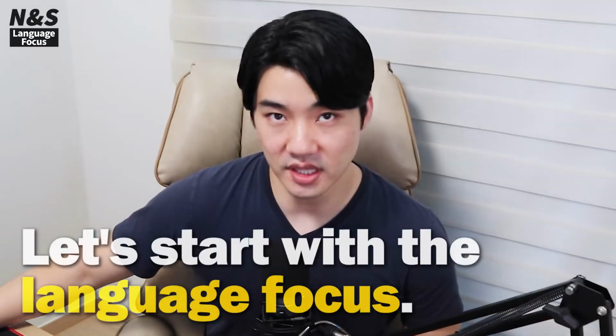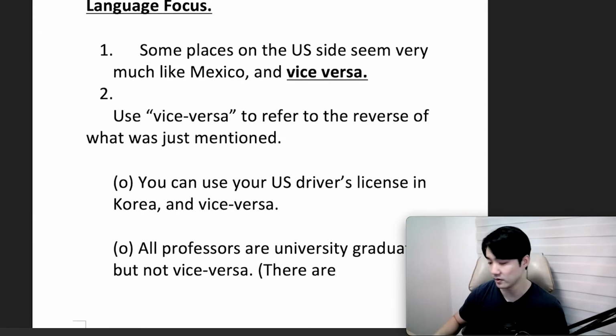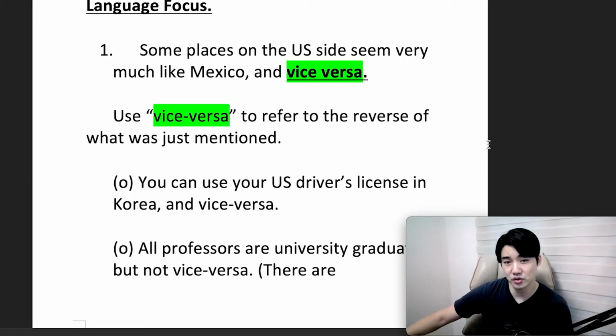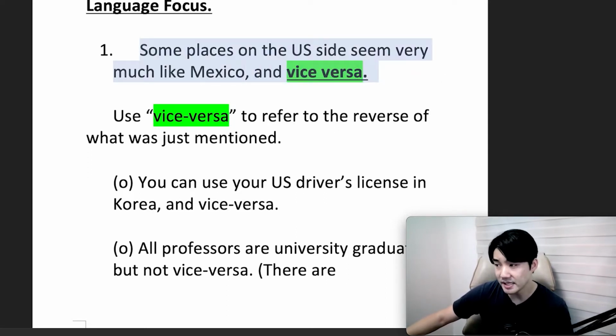Let's start with the language focus. Number 1: Some places on the US side seem very much like Mexico and vice versa. So today, for number 1, vice versa. Use vice versa to refer to the reverse of what was just mentioned. So in our example sentence here, some places on the US side seem very much like Mexico and vice versa.